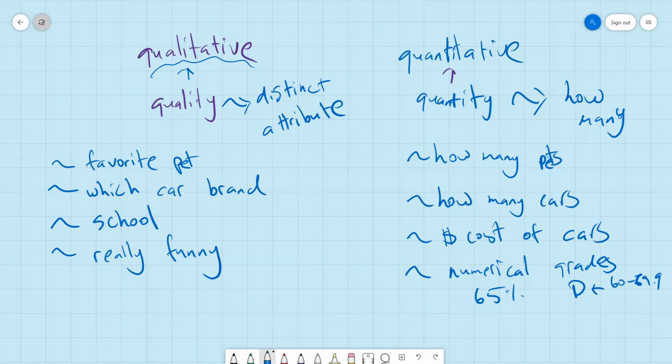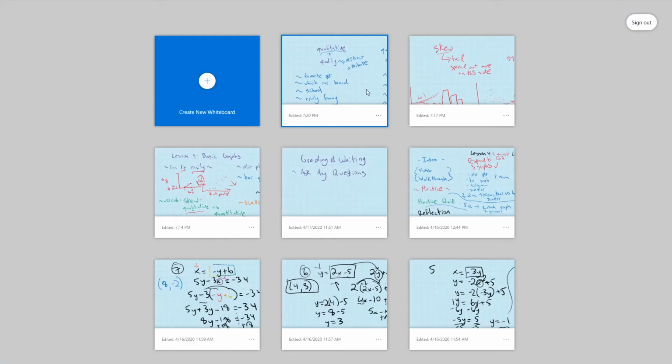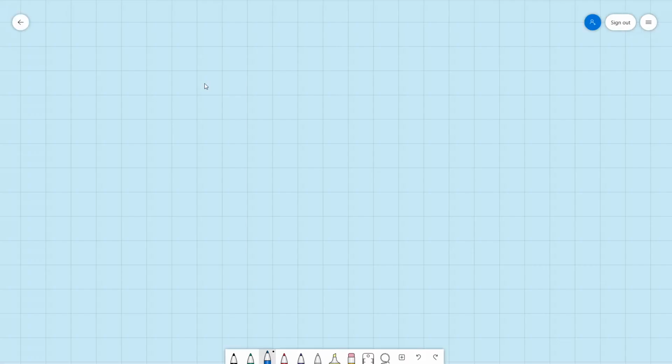And if you were watching maybe a TV show and said, like, how many jokes, and you counted the number of jokes, then that would be quantitative. And quantitative, how many. Qualitative, a distinct attribute. Okay, so I'm going to just end this part here, and then I'm going to do a separate video on types of graphs.